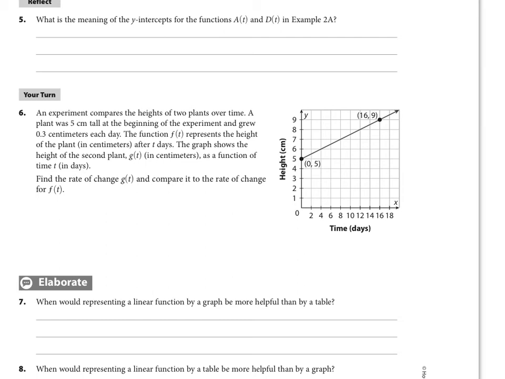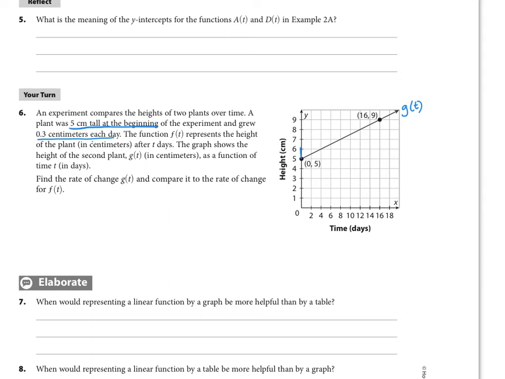Okay, so it looks like on the graph, this is g of t, and this is f of t. f of t is the description that it's 5 centimeters tall at the beginning, and then it grows this much per day. Find the rate of change of g of t and compare it to the rate of change for f of t.